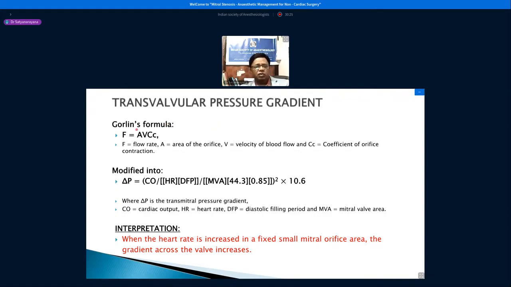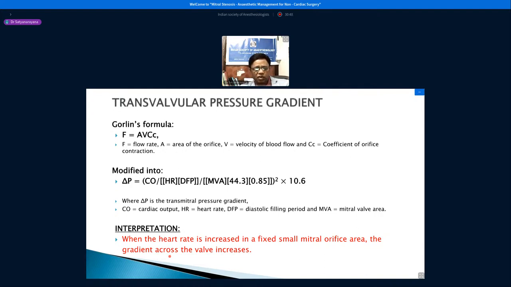Again, there's a well-known formula, the oldest formula known as Garland's formula, and you have a modified Garland's. I'm not going to discuss in detail each component of this formula, but ultimately, what is the interpretation of this formula? You can see that when the heart rate is increased in a fixed small mitral orifice, the gradient across the valve increases.